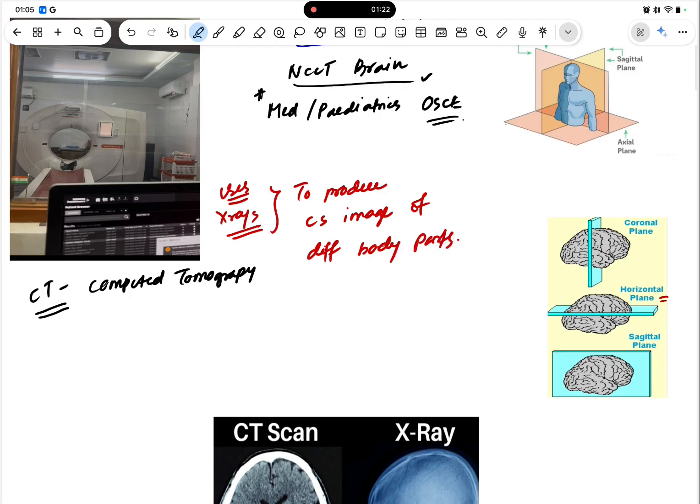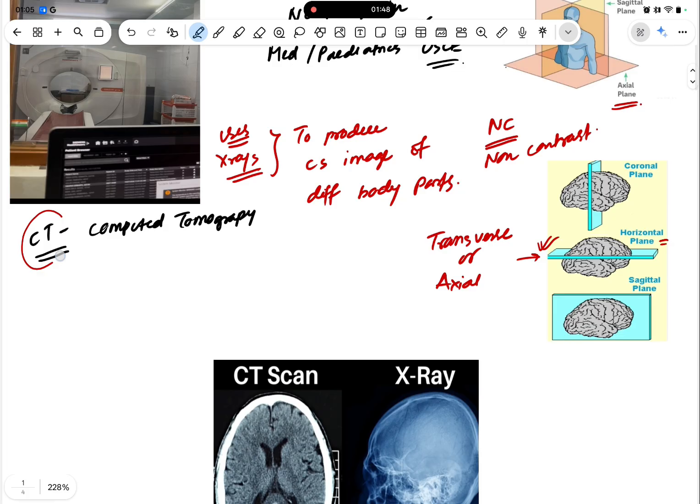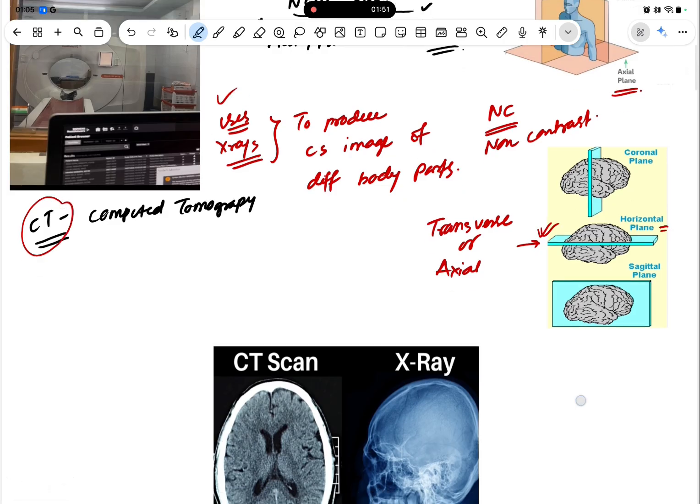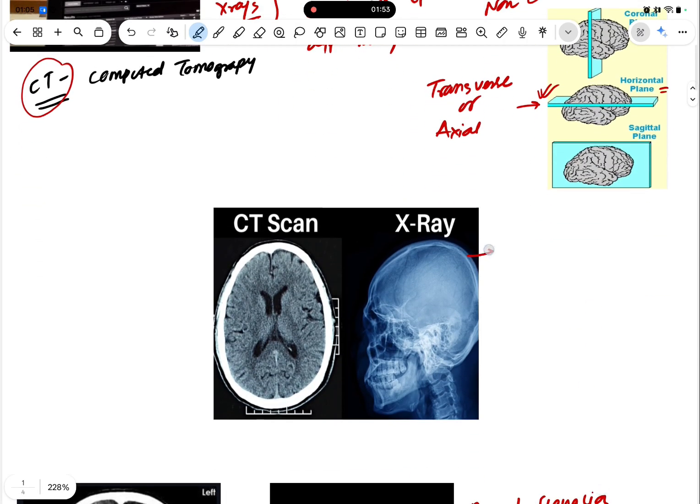Okay, and the cross-sectional images are mostly axial. So in case of NCCT brain, NC stands for non-contrast. It is mostly done in the transverse plane, also known as axial plane. So what is the difference between X-ray and CT? X-ray is clearly a 2D projection, and CT scan is a cross-sectional image.